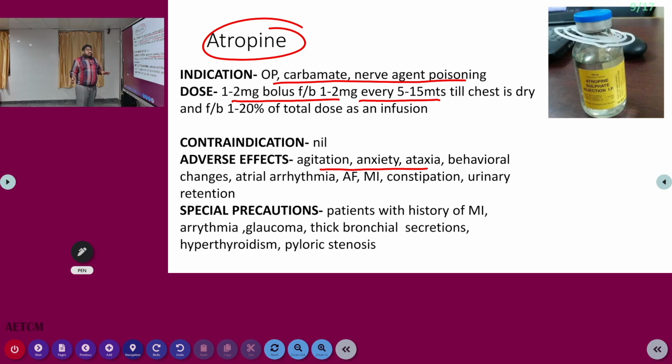It is well known that special precaution should be taken with a patient who already has a history of myocardial infarction, arrhythmia, glaucoma, thick bronchial secretion, hyperthyroidism and pyloric stenosis. You have to be careful when we are using these drugs in this group of patients. So that is the box warning for your usage of Atropine.